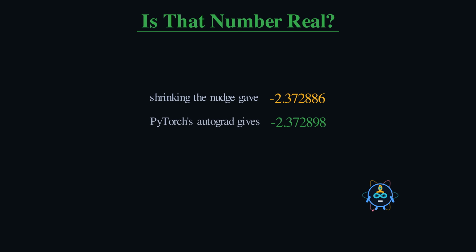One check before we name it, because a number that appears out of a shrinking nudge could just be rounding error. So compare it with what PyTorch computes directly. Same number, 6 decimals deep. What you watched converge is the real thing.